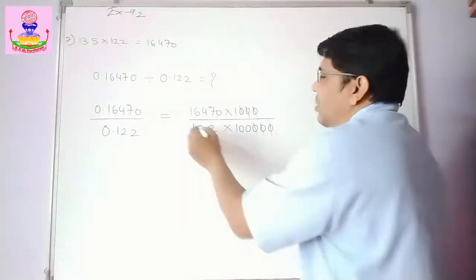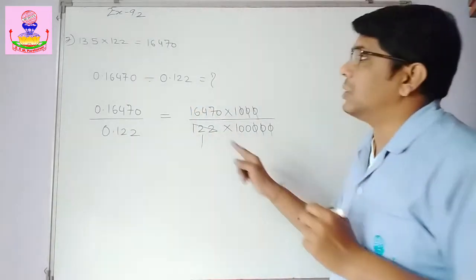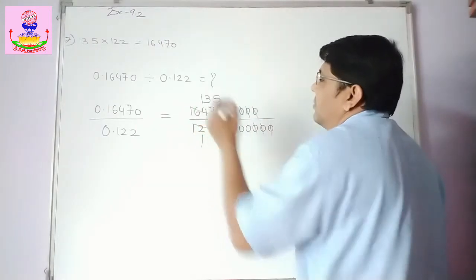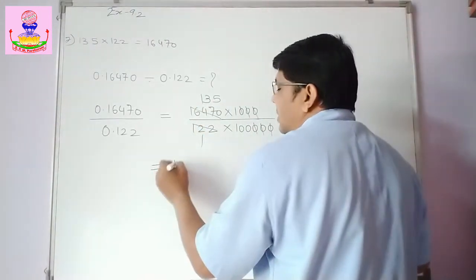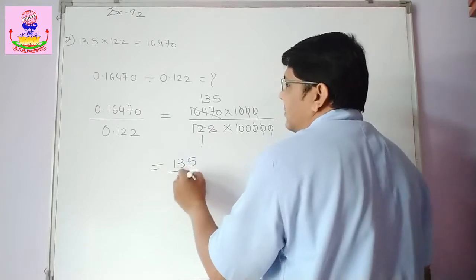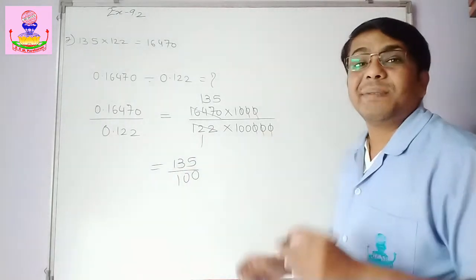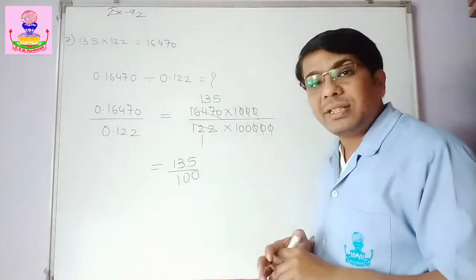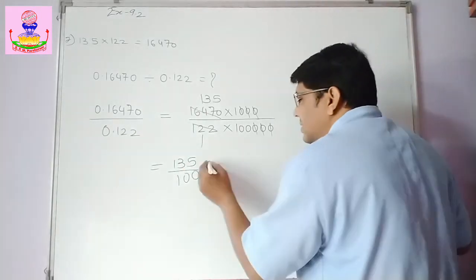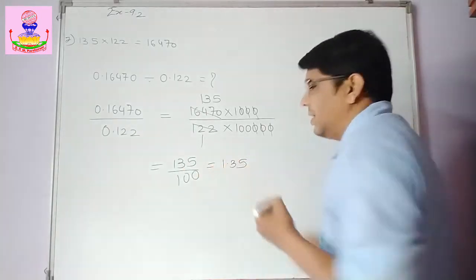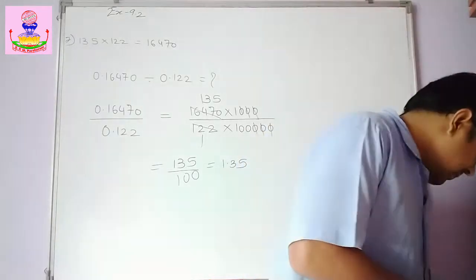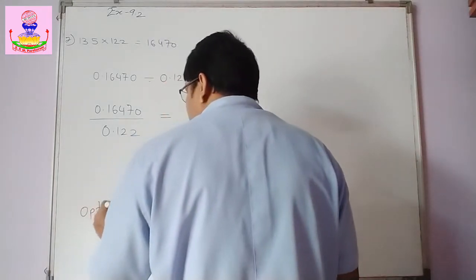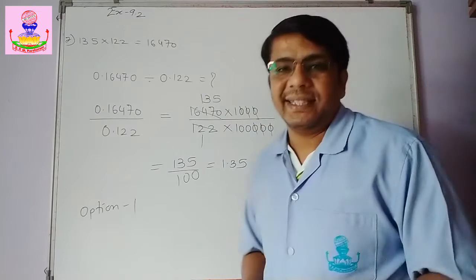Now, I know this: 16,470 divided by 122 is 135. So what answer did I get? 135 upon 100. So decimal point after 2 digits, 1, 2, that is 2 from the right-hand side towards the left-hand side. So that is 1.35. Okay. So option number 1. Okay, so that is what the answer is.